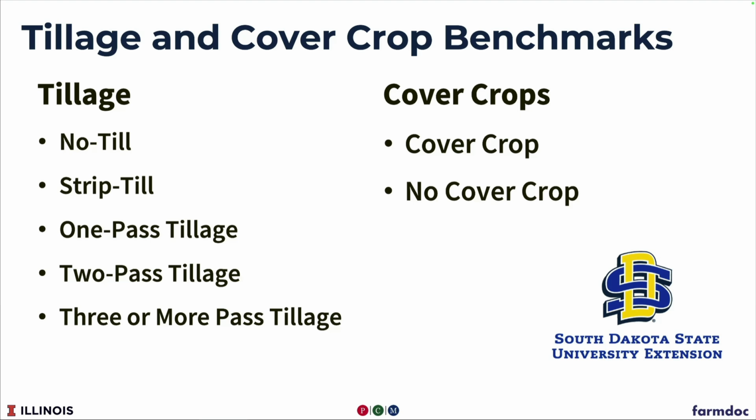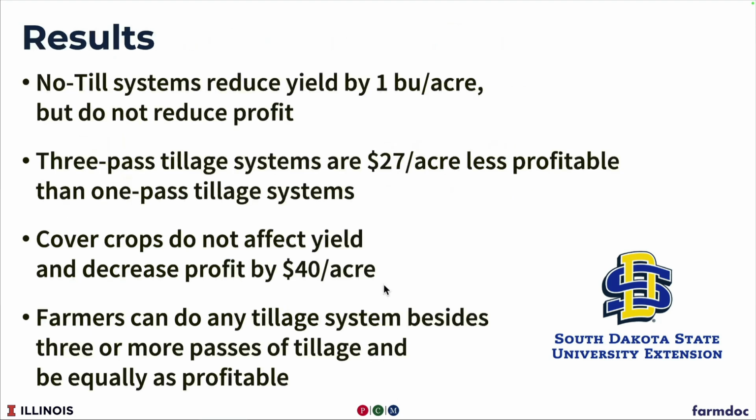And as before, I'm going to skip over the statistical and model part, but if anybody would like a copy of this paper, we'd be happy to share it with you and talk about that more in depth. But overall, our results are that no-till systems reduce soybean yields by 1 bushel per acre, but we did not find any evidence that they reduce profit.